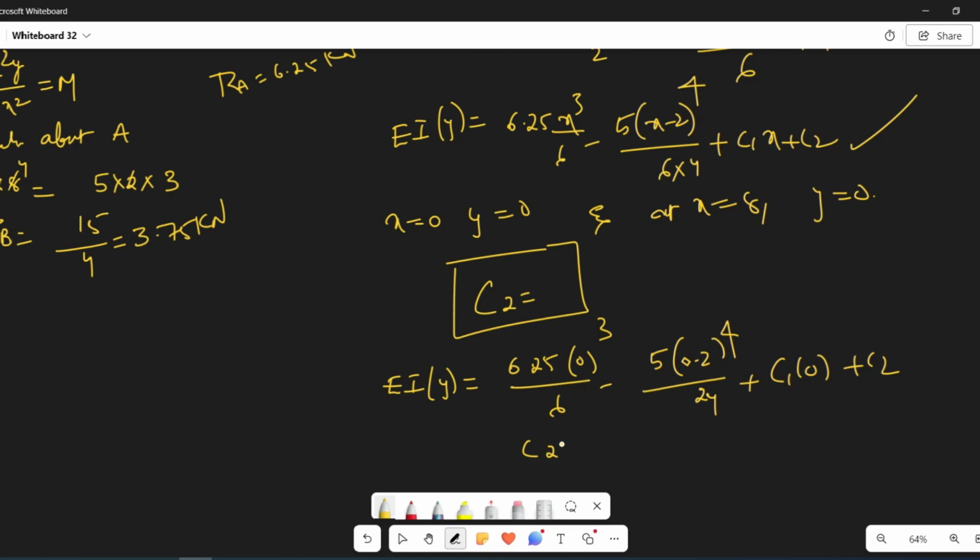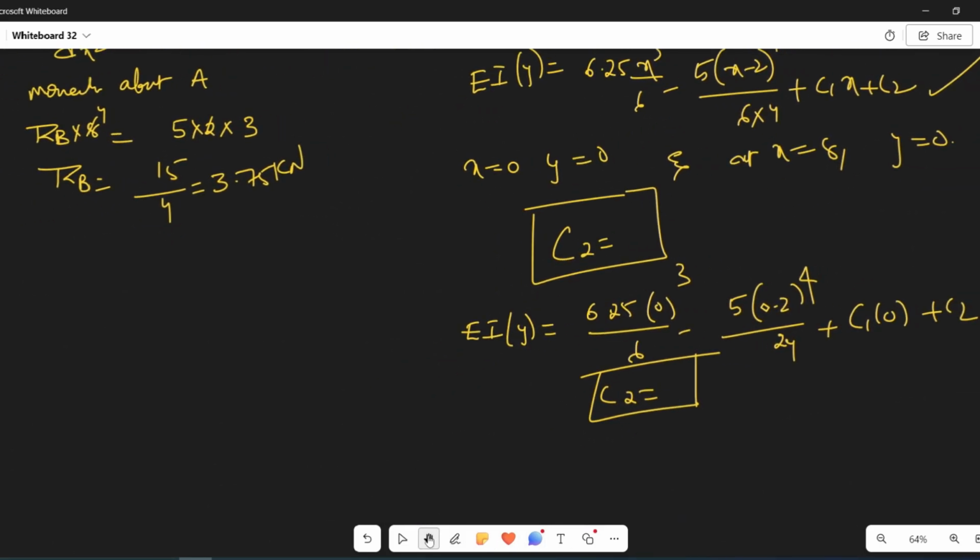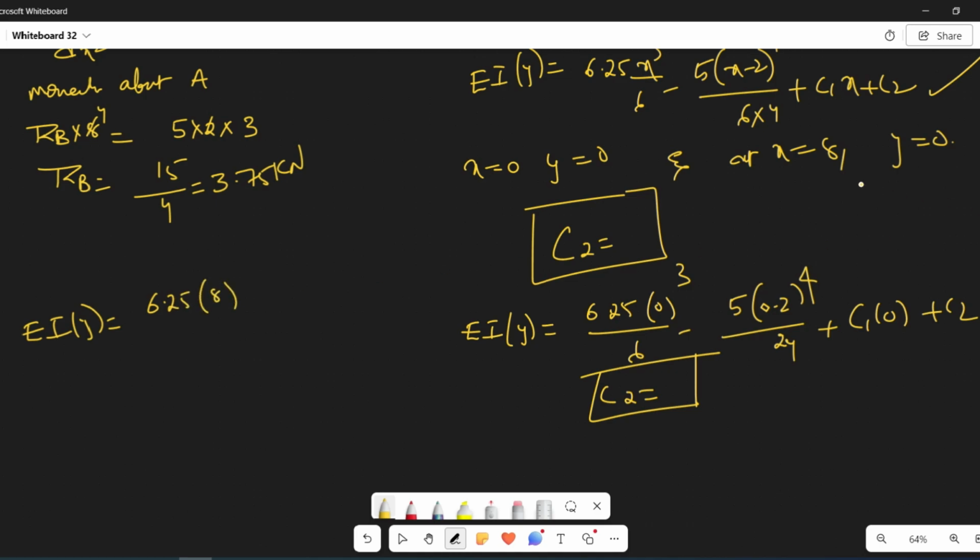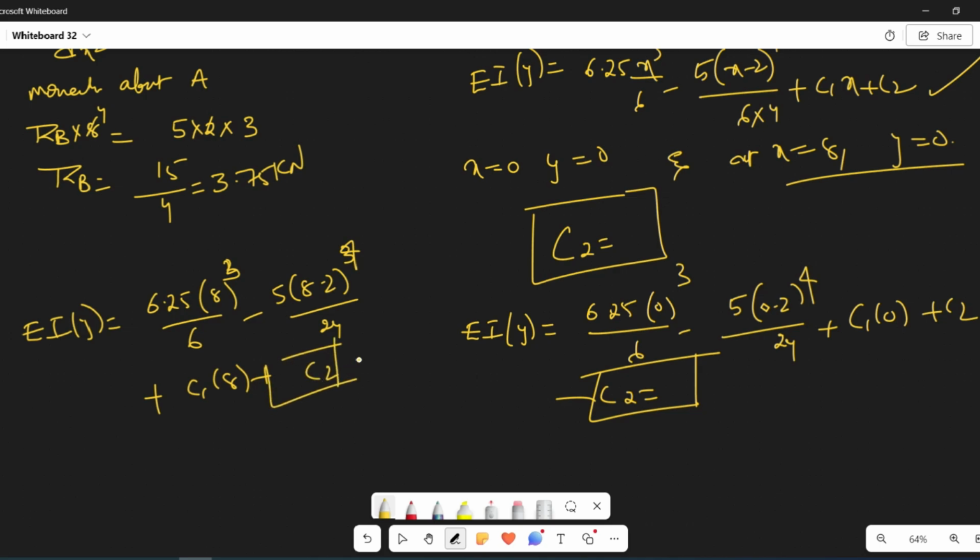Here from this equation C2 can be identified. Okay. Take this equation again, Y equal to 5 into... Now substitute this boundary condition: cube by 6 minus 5 into 8 minus 4 by 24 plus C1 into 8 plus C2. You know the value of C2 you got from here. Substitute that value of C2.